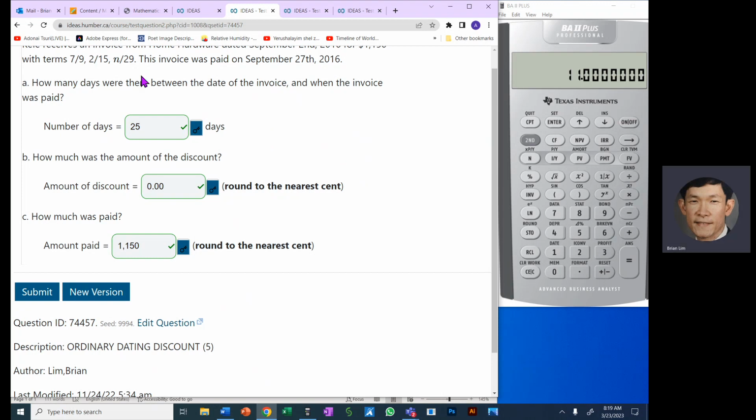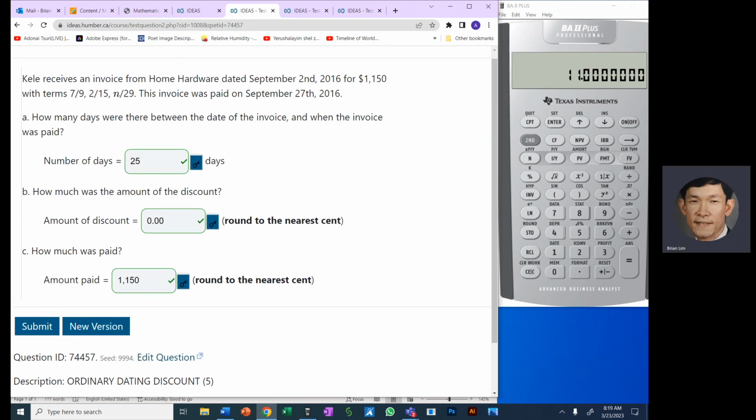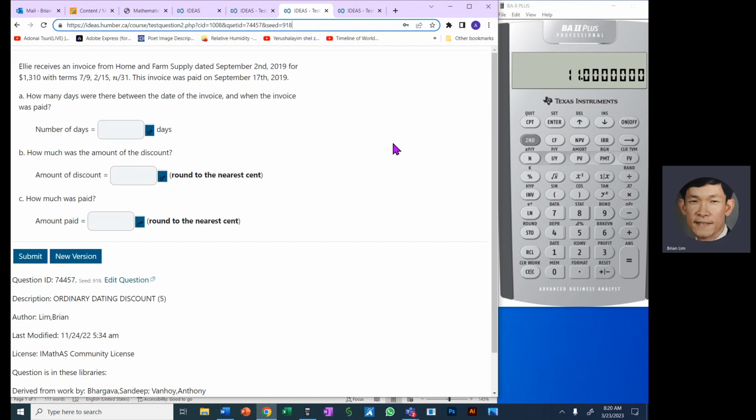And you see, you're working with a number of days, right? So 25 days, you can see it lies between 15 and 29. So it's past 15, 16 to 29. That range will result in no discount. All right? Okay.